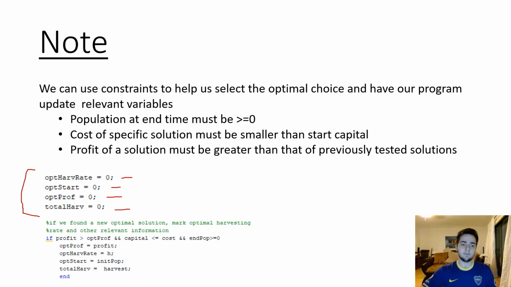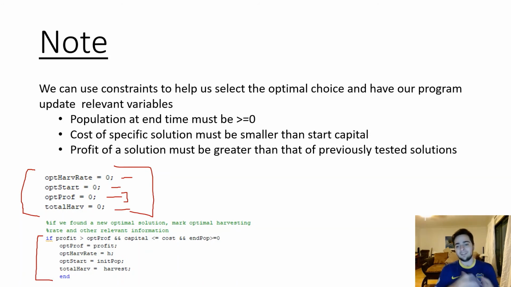And the way we update these things is we go through this if statement. If we ever see that, as we're testing the profitability of a solution, it's greater than the optimal profit that we determined earlier, we're going to update all of these values to reflect whatever it was during that iteration.